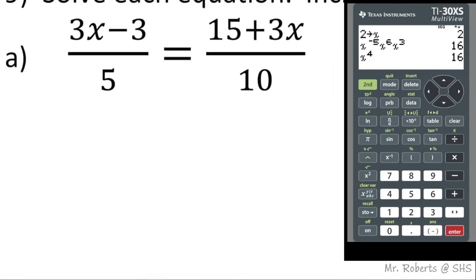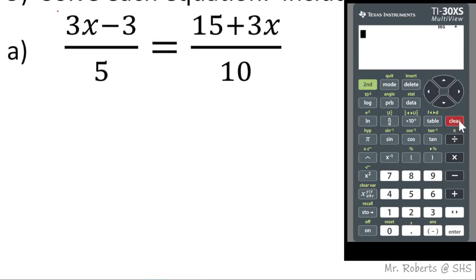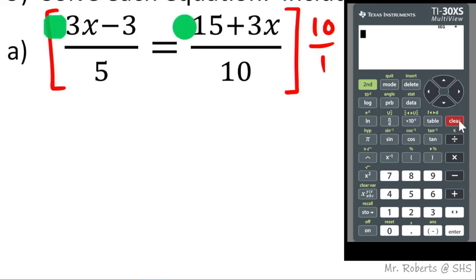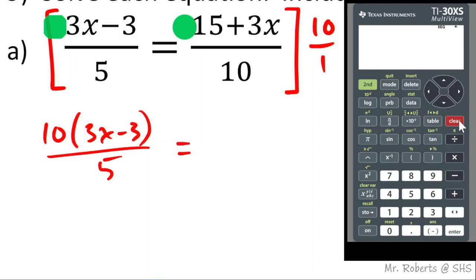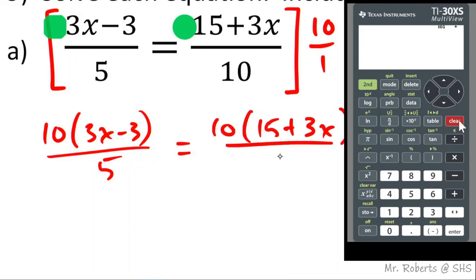So for this first equation, I'm going to go ahead and clear the fractions by multiplying both sides of it by 10. Yes, I know this is a proportion. I know there's other tools that I have, but I just like sticking to this one thing that I know works. So I'm multiplying both sides of this by 10. That means that on the left-hand side and on the right-hand side, I'm going to be placing a factor of 10. So if I want to write this, I could say, 10 times the quantity of 3x minus 3 all over 5 equals 10 times the quantity of 15 plus 3x all over 10.